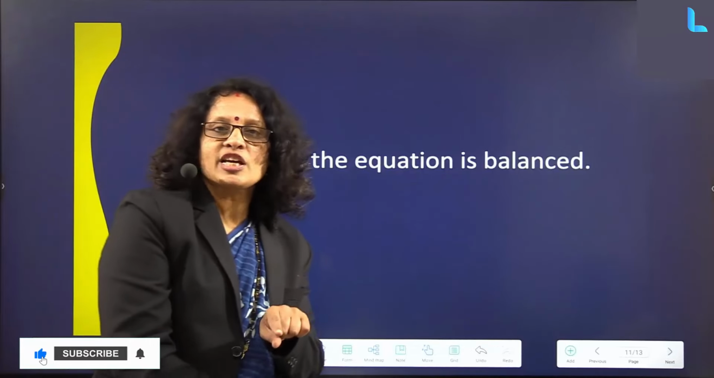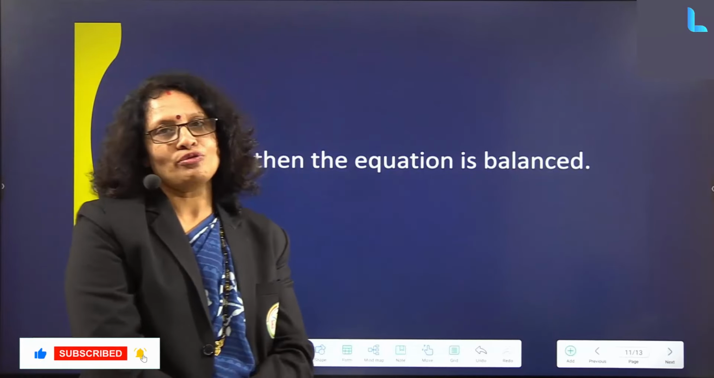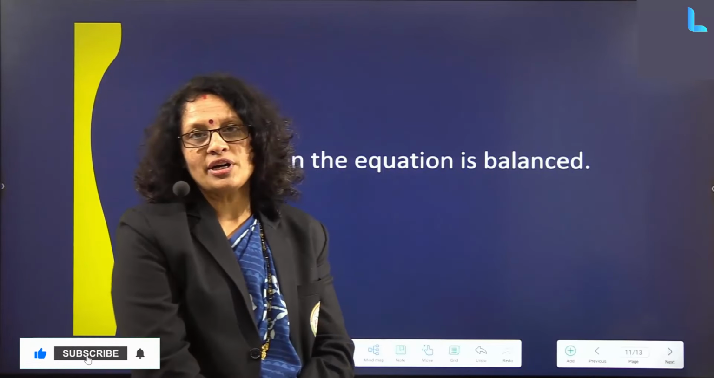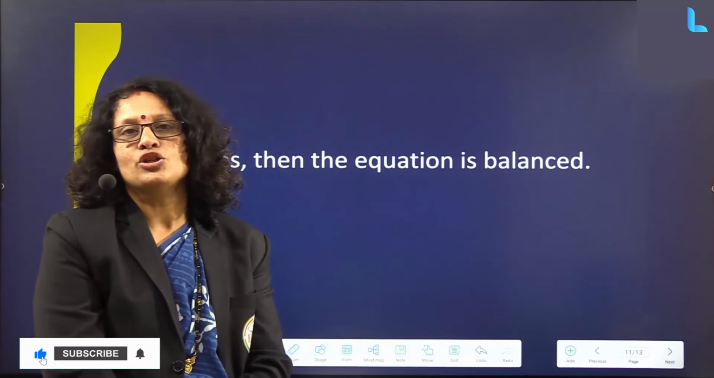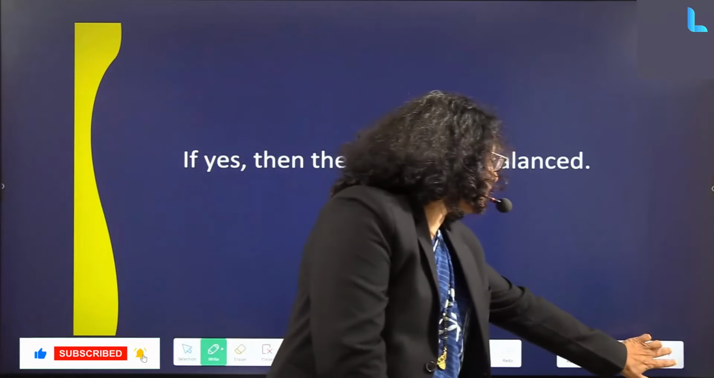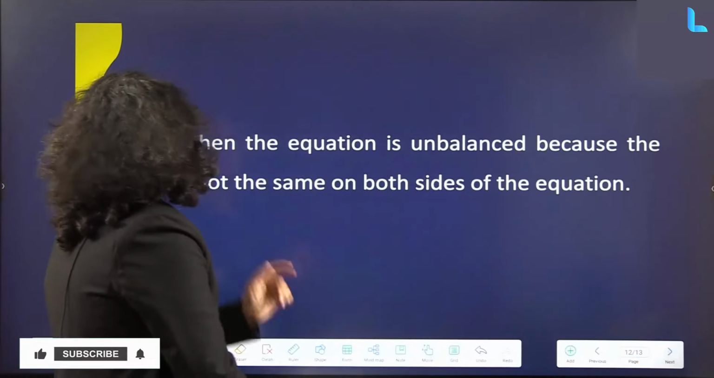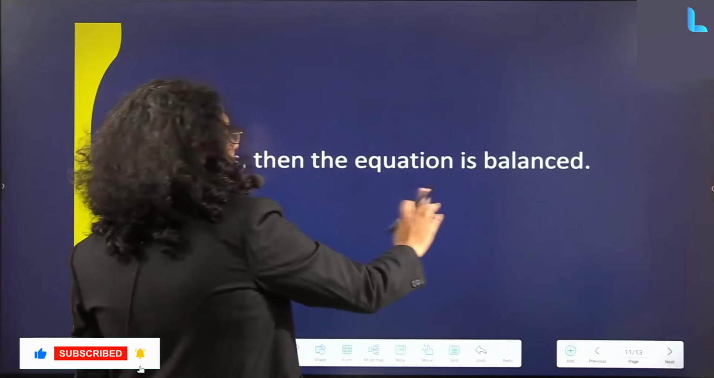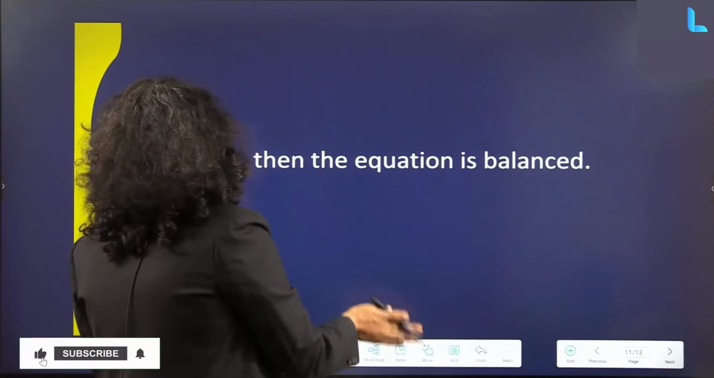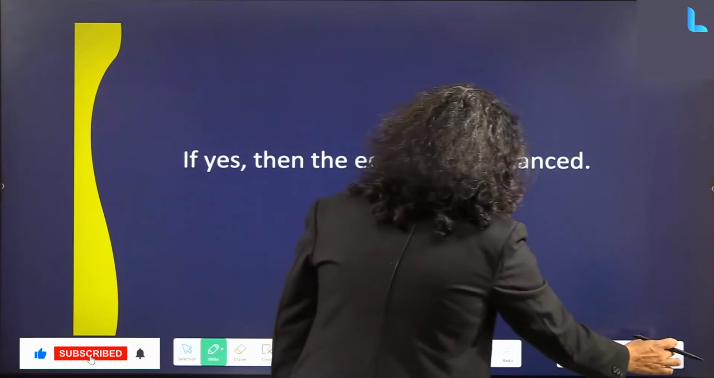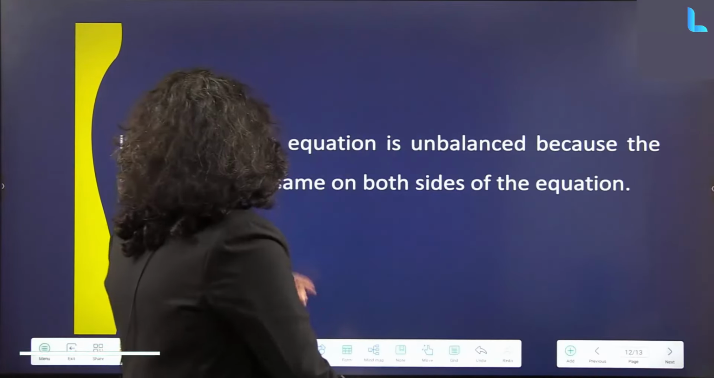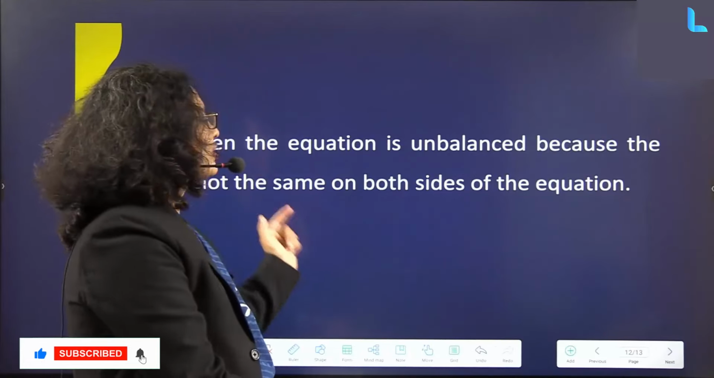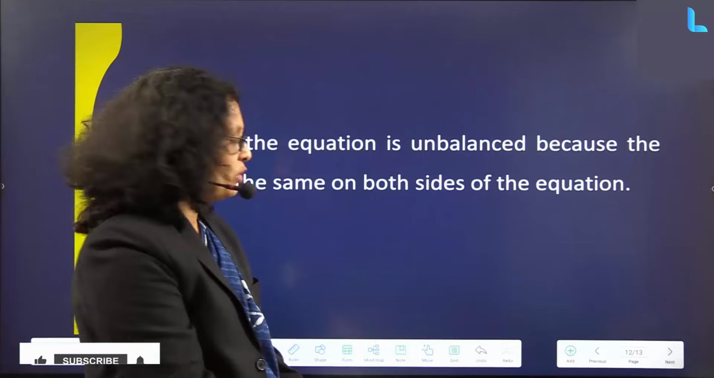Okay, why does the equation have to be balanced? According to the law of conservation of mass, matter can neither be created nor destroyed, but one form of matter can change to another form. That is why we have to balance the equation. Okay, so we will write the answer for this. If not, then the equation is unbalanced, because mass is not the same on both sides of the equation.